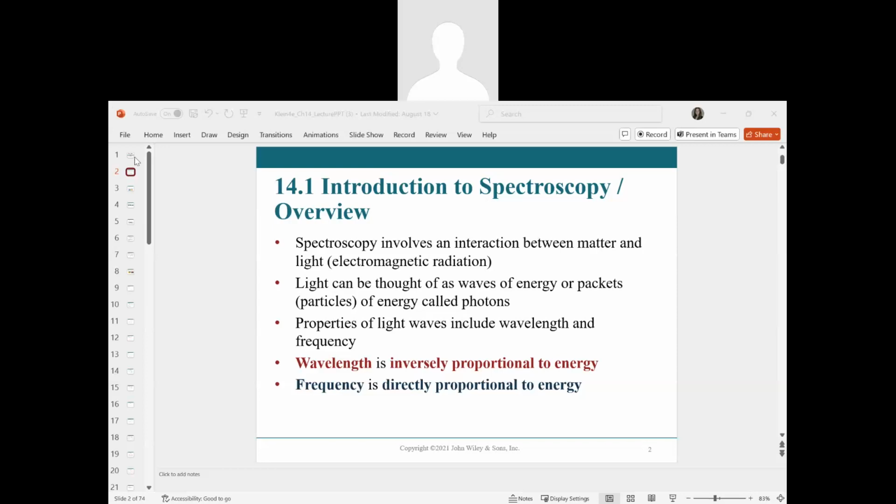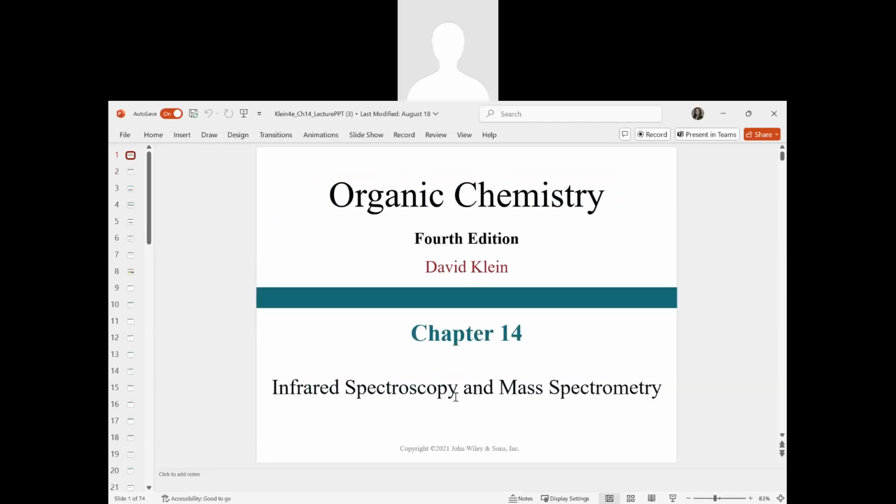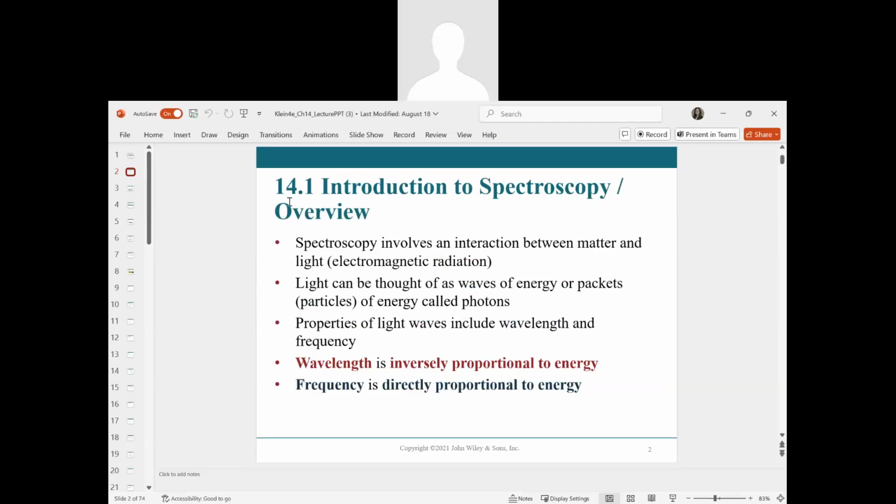In this chapter, we're going to be introduced to the concept of infrared spectroscopy and mass spectrometry later on. But the first part of chapter 14, we will review what's referred to as infrared spectroscopy and what we can gain from this type of analysis. So this slide here gives us this introduction to spectroscopy.